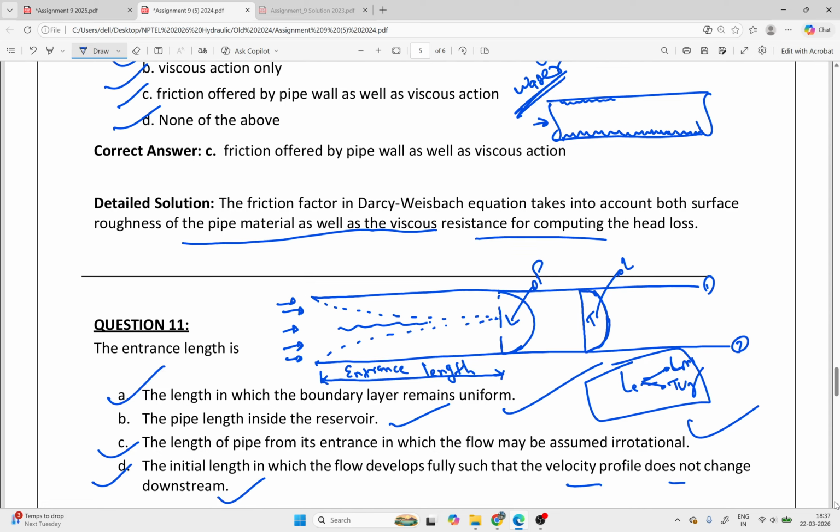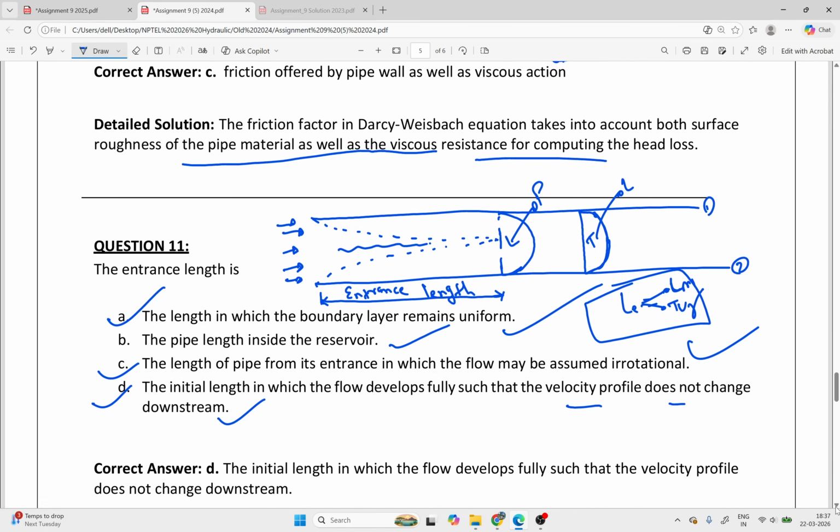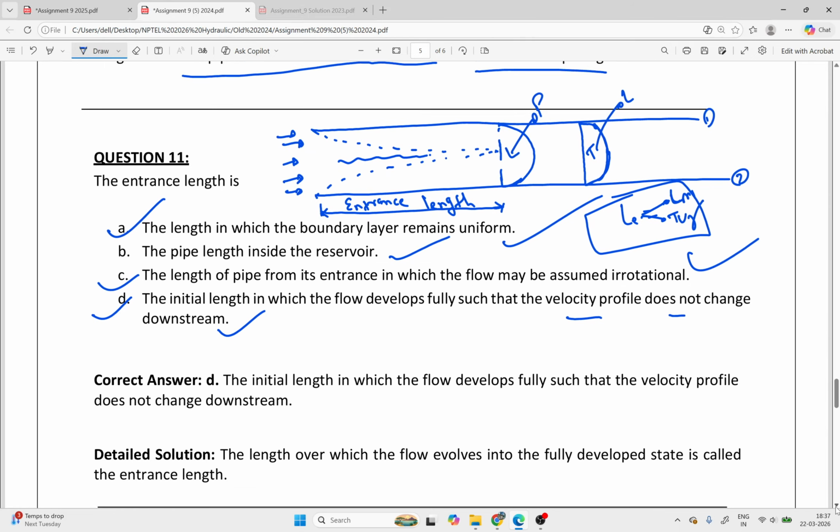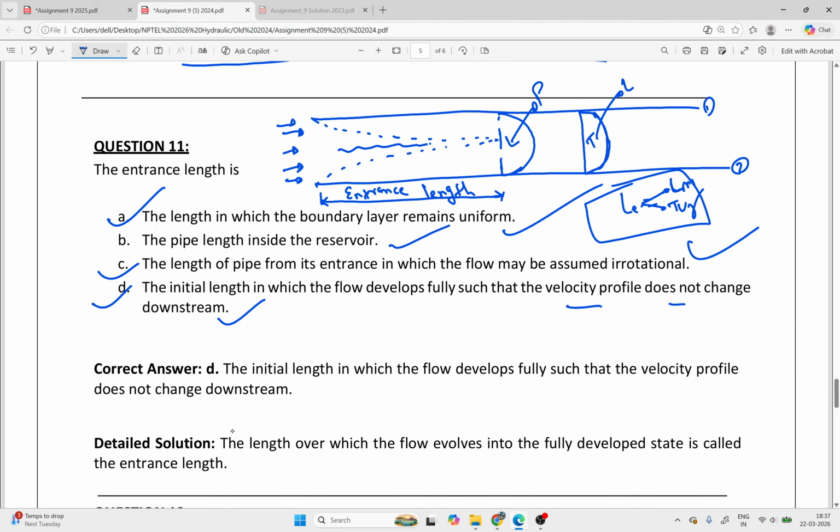Okay, so now we'll move on to the next one. In the detailed solution, what is written? The length over which the flow evolves into a fully developed state is called entrance length. Okay, the similar thing.